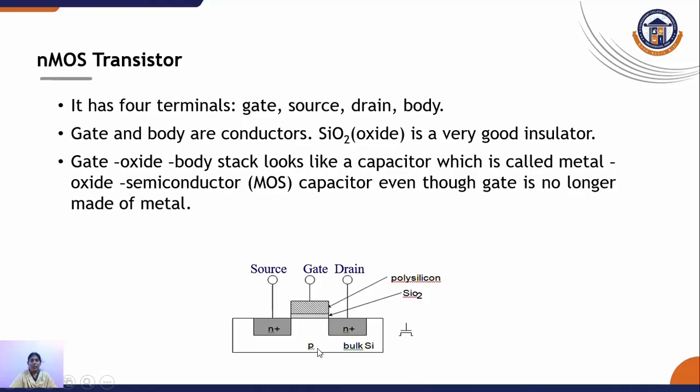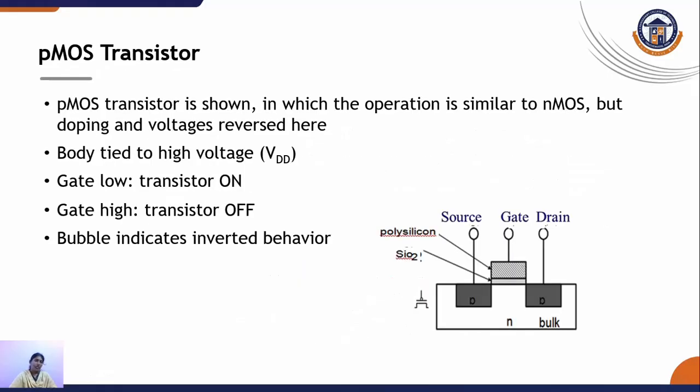Okay, so normally it has 4 terminals: gate, source, drain and substrate. So the SiO2 is between the gate and substrate, that is body. So it looks like a capacitor, which is called a metal oxide semiconductor capacitor, even though the gate is no longer made of metal. This is the cross-sectional view of a PMOS transistor.